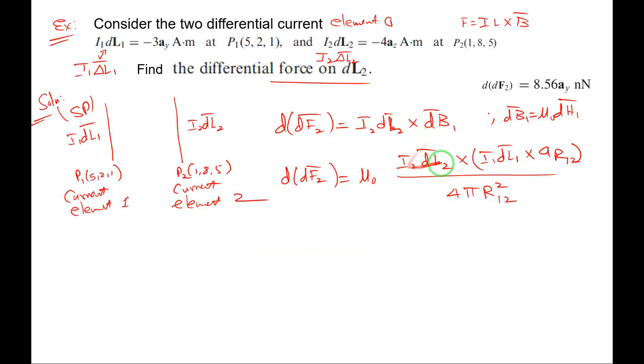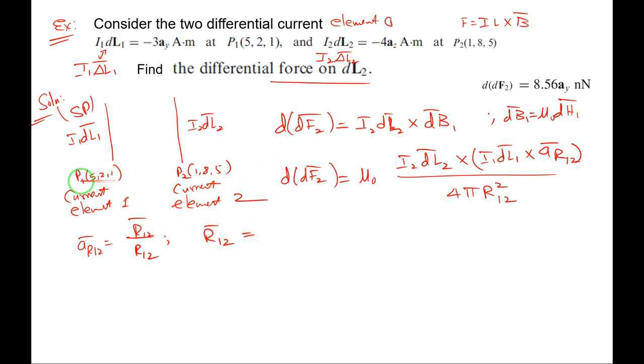Once you write the formula correctly, then everything is just cross products. First we will take this cross product, then we will take the next one. First we find I1 dl1 cross aR12. I1 dl1 we have, but I want aR12, so let us find aR12. aR12 is nothing but the vector R12 divided by the magnitude of vector R12. So first we will find vector R12.